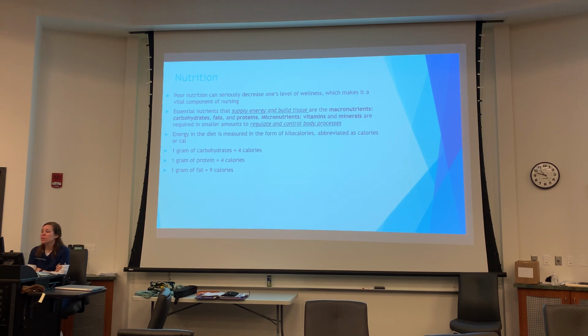Okay, the micronutrients that are in smaller amounts, vitamins and minerals, we consume those and they regulate and control body processes. Okay, they help us metabolize carbs, fats, and proteins. Energy in the diet is measured in the form of calories or kilocalories or CAL or a large C. You'll see they're all the same thing.